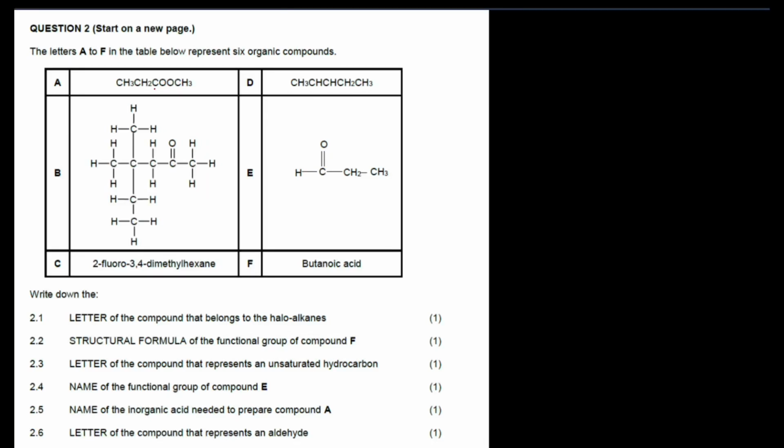Good day, folks. Let's watch the video on question 2 of organic chemistry. It's question 2, the nomenclature. Guys, it says letters A to F below represent the 6 organic compounds, right? Let's first analyze what these compounds are.